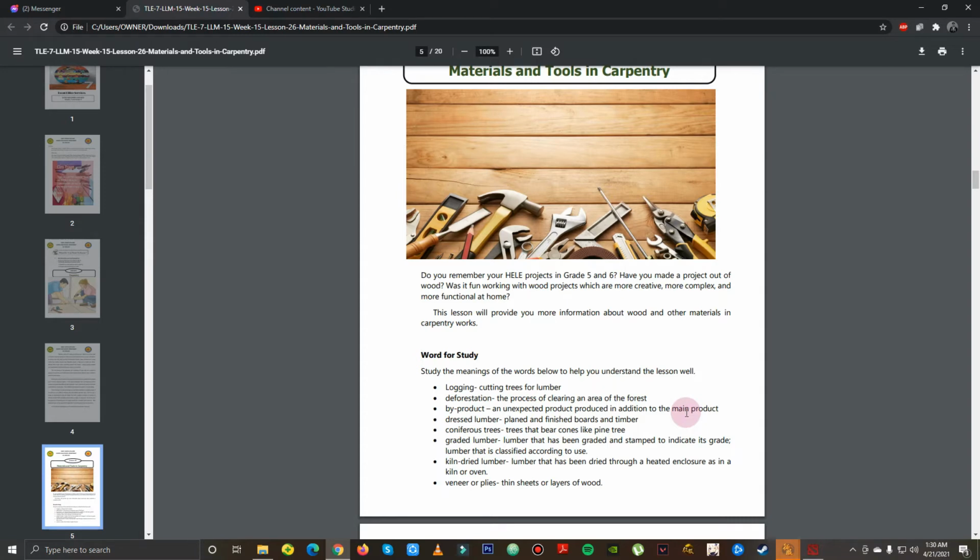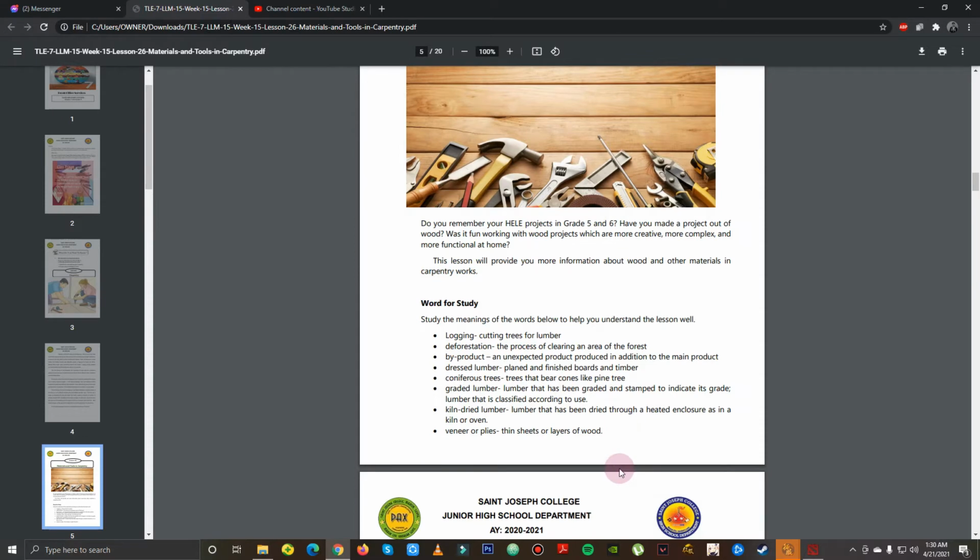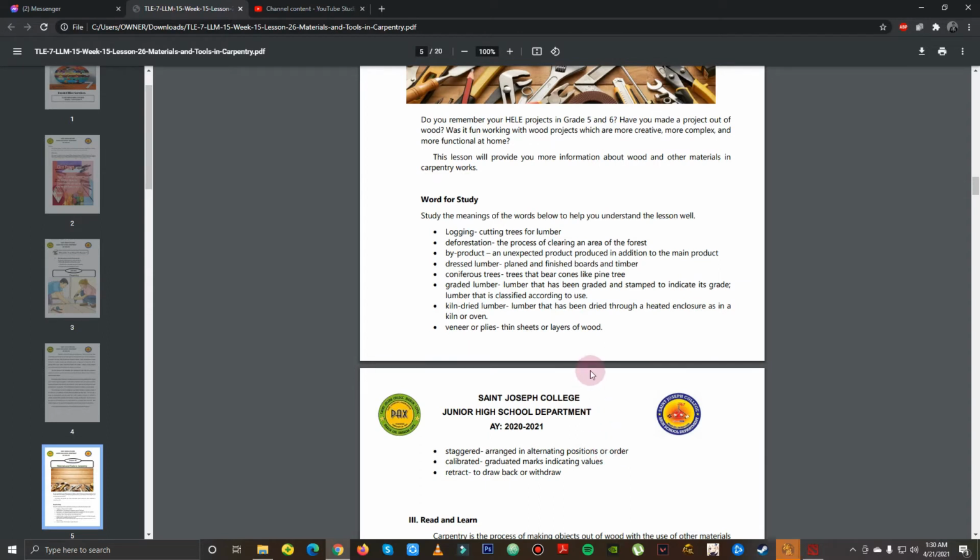Dress lumber is planed and finished boards and timber. Coniferous trees, trees that bear cones like a pine tree. Graded lumber is a lumber that has been graded and stamped to indicate its grade, lumber that is classified according to use. Kiln dried lumber is a lumber that has been dried through a heated enclosure as in a kiln or oven. Veneer or plies, thin sheets of layers of wood. One example of a veneer or plies is plywood.